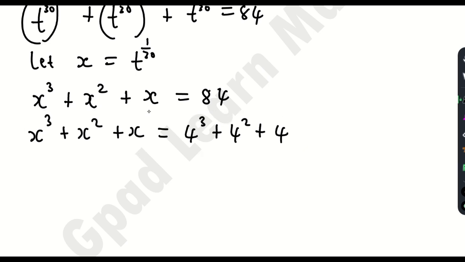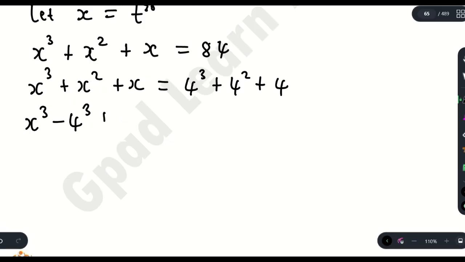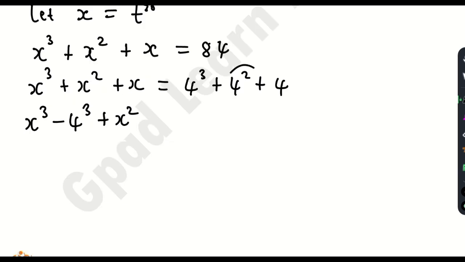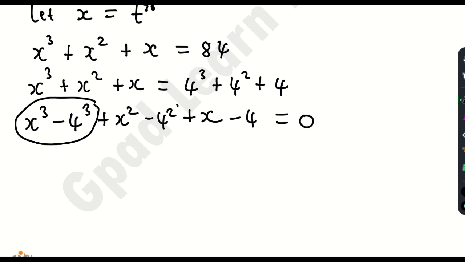So I'm going to bring all these terms to the left-hand side. So I will have x raised to the power 3. If you bring this one over, you are going to have what? Minus 4 raised to the power 3. So plus x squared, if you bring 4 squared to the left hand side, you're going to have minus 4 squared, and then plus x. If you bring plus 4 to the left hand side, you have minus 4, and this is equal to 0.